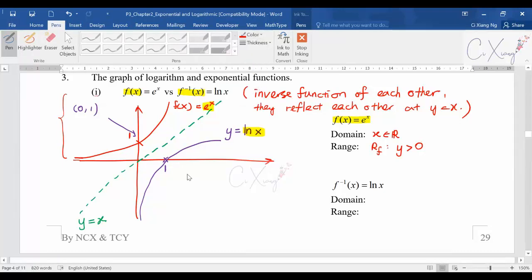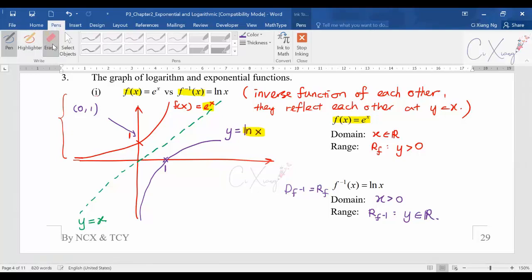Now if you look at the purple color graph, y equals ln x, the domain will be x greater than 0. Do you still remember or not? The domain of f inverse should equal the range of f, right? So the range of f is y greater than 0. Therefore, you can straight away copy the value, but change the y to x. The same thing happens for the range here. The range of the inverse function equals the domain of the original function, and therefore y can be any real number.